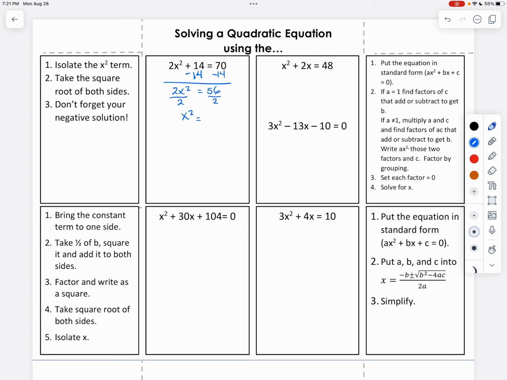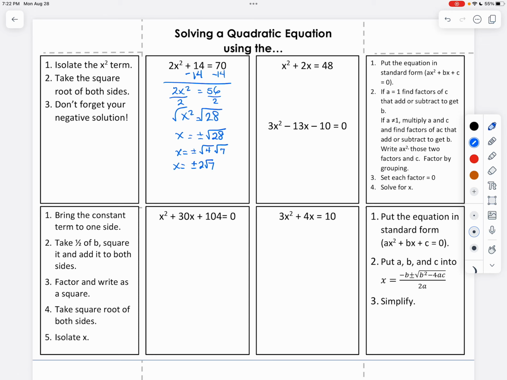X squared is 28. So when we introduce the square root to get the x by itself, the inverse of squaring is square root, we introduce a plus or minus. So the plus or minus square root of 28 is our solution. However, 28 has a perfect square in it. We'd like to take that out. So we'll say plus or minus the square root of 4 times 7, and we get the square root of 4 is 2, so plus or minus 2 square roots of 7.